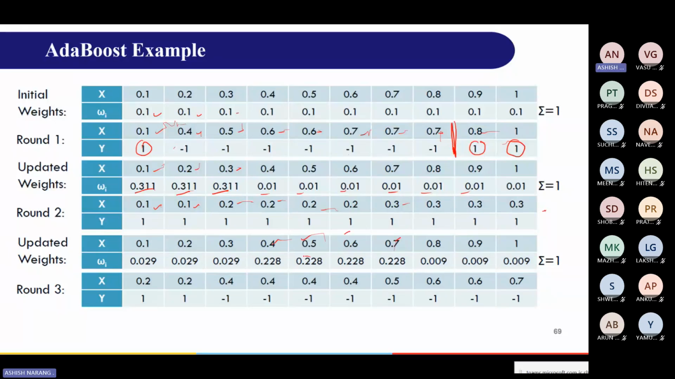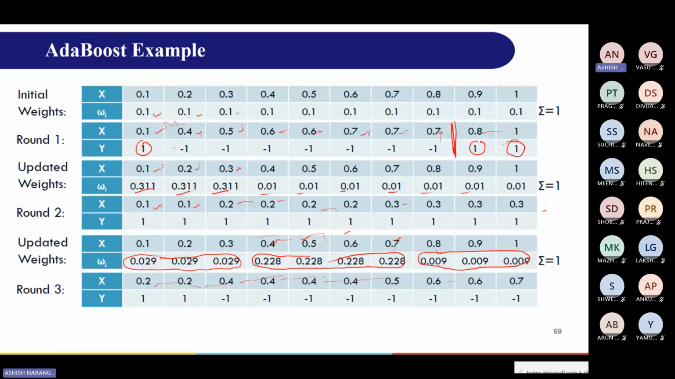The weights have increased for these, while for those which are correctly classified, their weights have decreased, because every time it is going to give 1. So 0.1, 0.2, 0.3, 0.8, 0.9, 1, they're all ones as per the original data set. So 0.4, 5, 6, 7 is where the problem is. So next time only these samples will come into the picture.